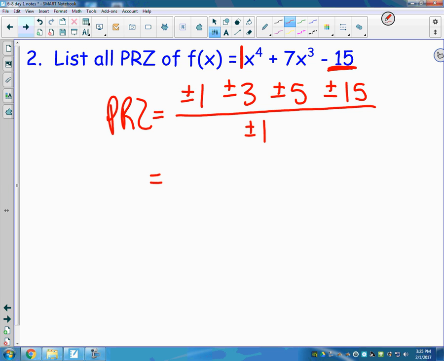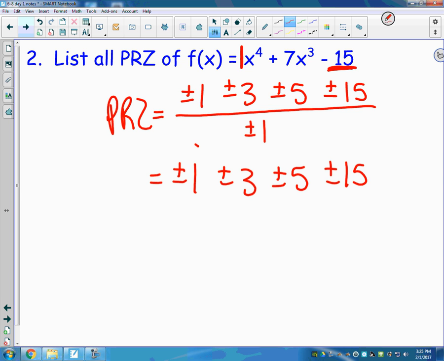This means we don't have to have any fractions, because all of these over 1 are just plus or minus 1, plus or minus 3, plus or minus 5, plus or minus 15. So there's really 8 numbers that we would have to check. But again, 8 out of infinitely many is a pretty good thing to do.